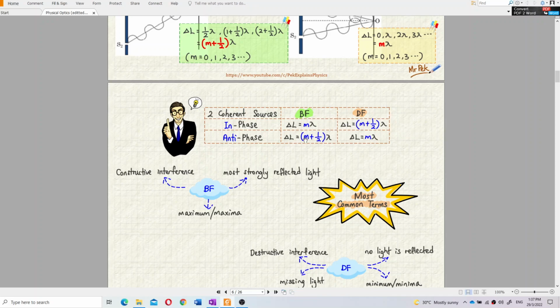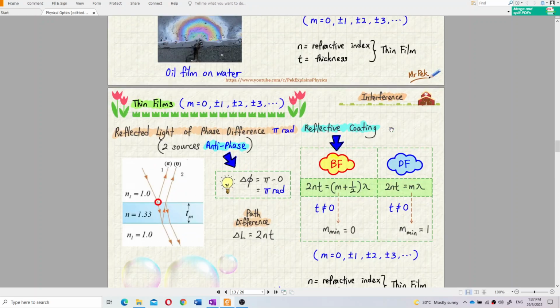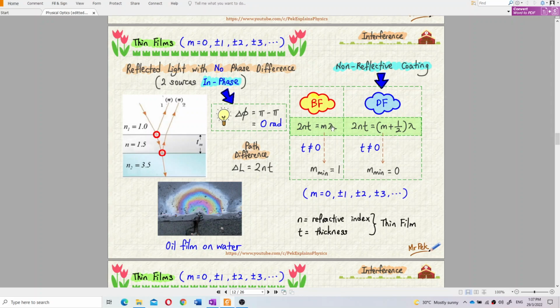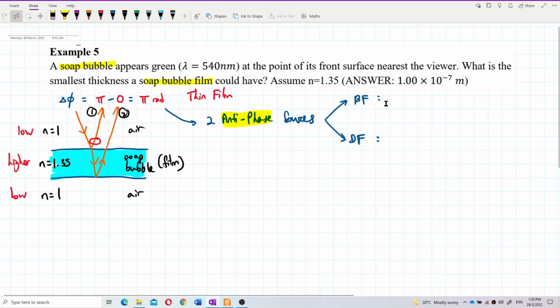The formulas interchange. You see that? For two anti-phase sources, the bright fringe becomes m plus half lambda, which normally uses m lambda. That's why the bright fringe uses m plus half lambda and the dark fringe uses m lambda. Compared to last time, for two in-phase sources the bright fringe used m lambda. This time, for two anti-phase sources, the bright fringe uses m plus half lambda. See that? So that's the formula for anti-phase sources.